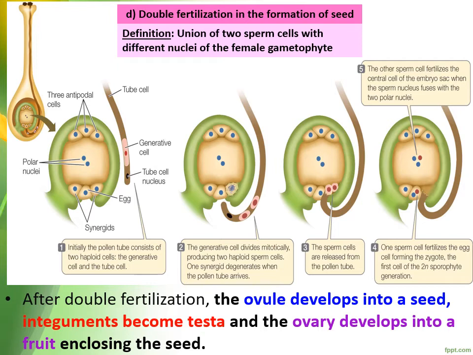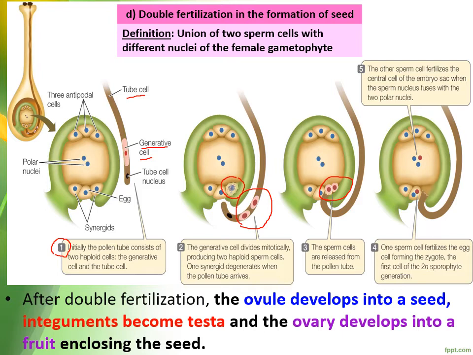Now we're going to look at 9.1d, double fertilization in the formation of seed. Let's look at number 1 here. Initially, the pollen tube consists of two haploid cells, the generative cell and the tube cell. The generative cell will then divide by mitosis to produce two haploid sperm cells. One synergid degenerates when the pollen tube arrives. The sperm cells are then released from the pollen tube.